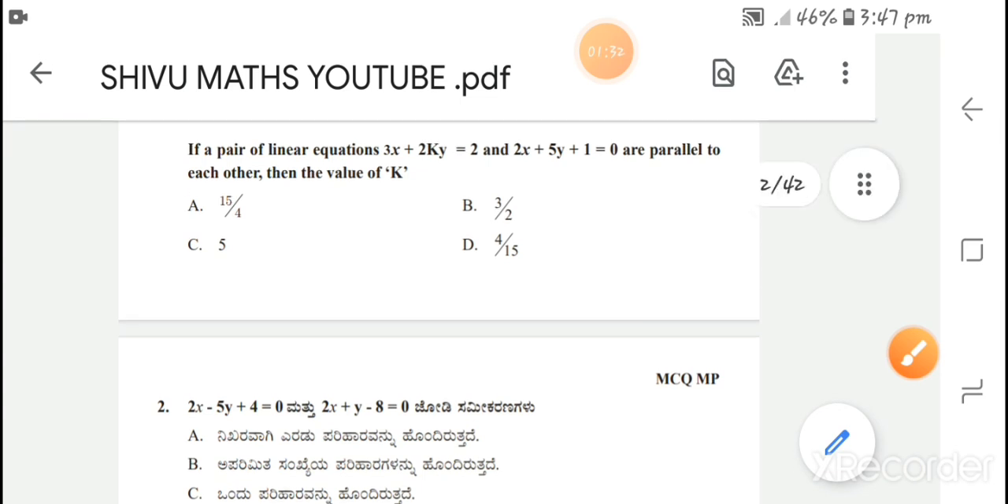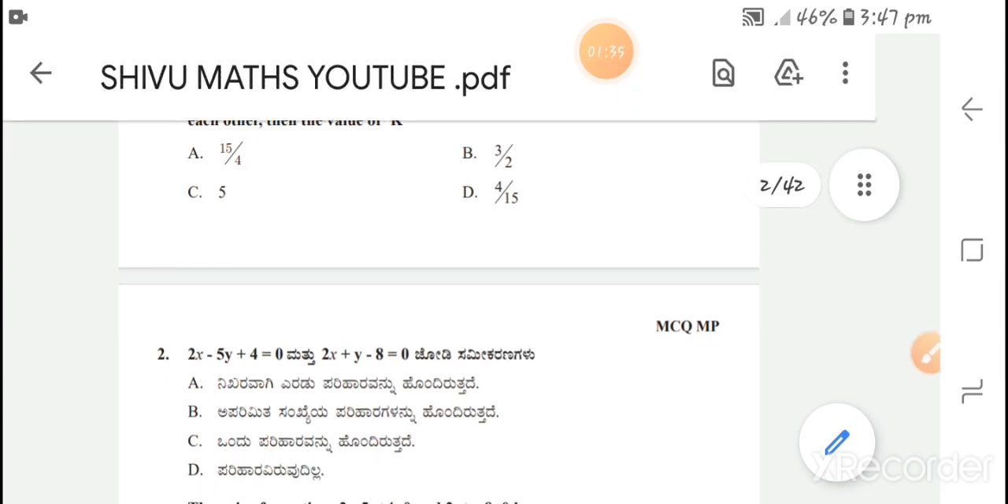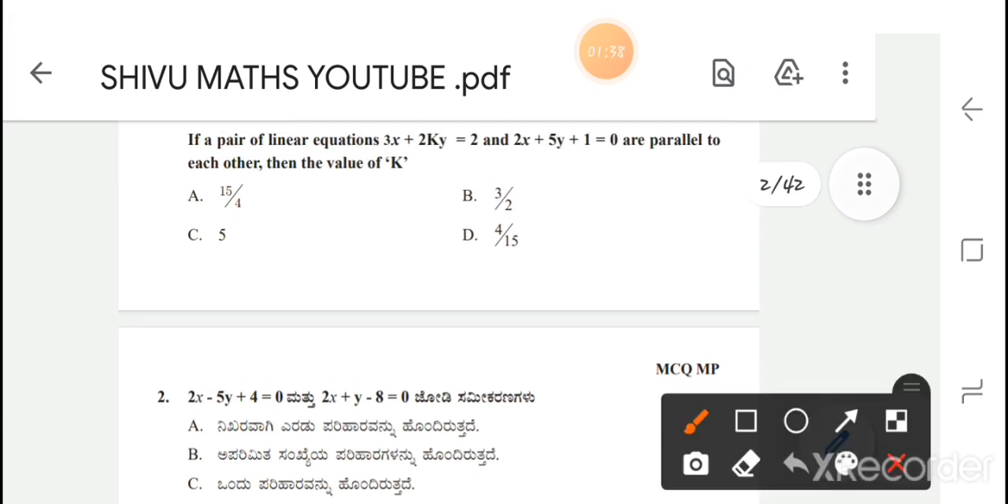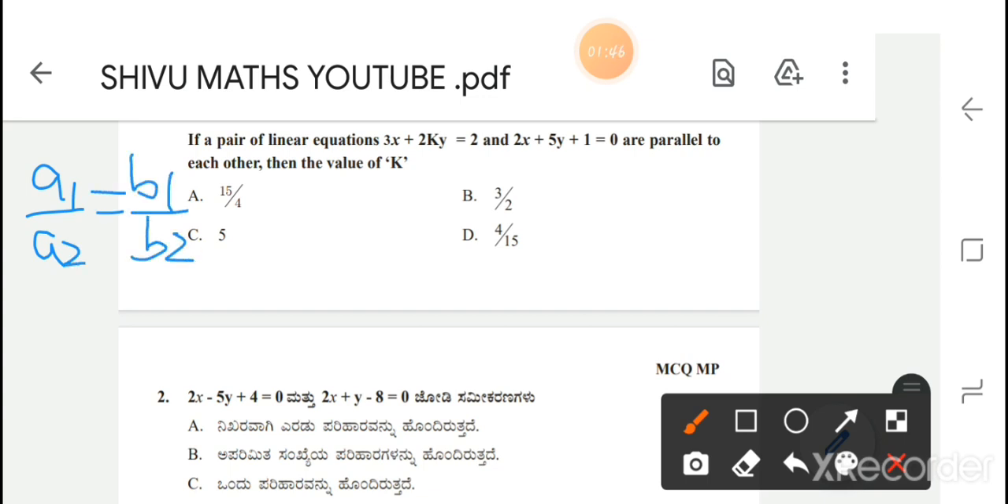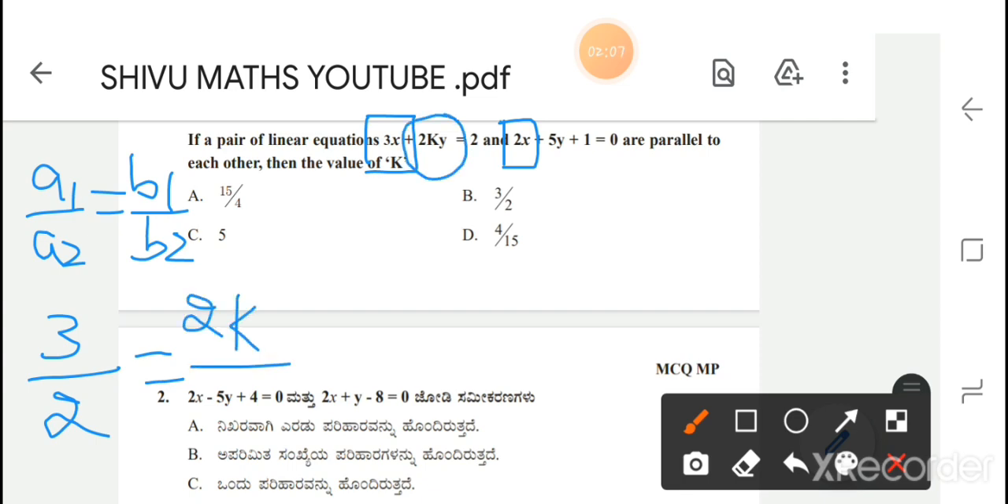Here the equations are parallel, given. You need to take a1 by a2 is equal to b1 by b2. Here a1 is the coefficient of x in the first equation, that is 3, divided by a2, the coefficient of x in the second equation, that is 2. It is equal to b1, the coefficient of y in the first equation, that is 2k, by b2, the coefficient of y in the second equation, that is 5.